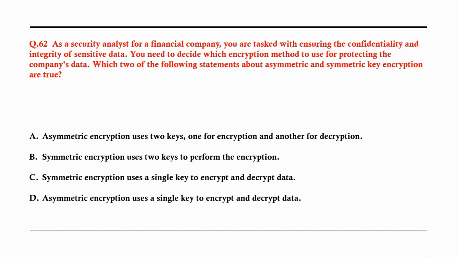Question 62. As a security analyst for a financial company, you are tasked with ensuring the confidentiality and integrity of sensitive data. You need to decide which encryption method to use for protecting the company's data. Which two of the following statements about asymmetric and symmetric key encryption are true? The correct answer is answer A and C. A stands for asymmetric encryption uses two keys, one for encryption and another for decryption. And C, symmetric encryption uses a single key to encrypt and decrypt the data.